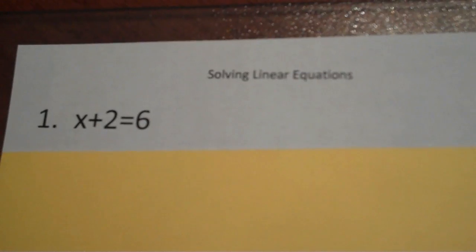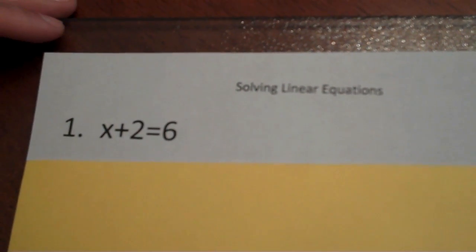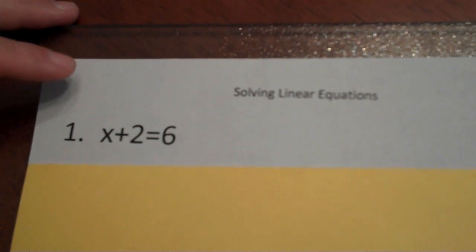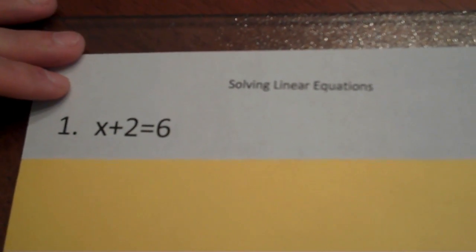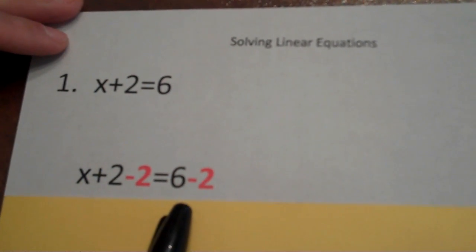Let's take a look at our first equation. Now this is a very simple linear equation. And the key to this is to always remember that we have to do the opposite of what we're doing to our variable. In this case, we're adding 2 to our variable. So what we literally do is go ahead and subtract 2 from both sides of the equation.